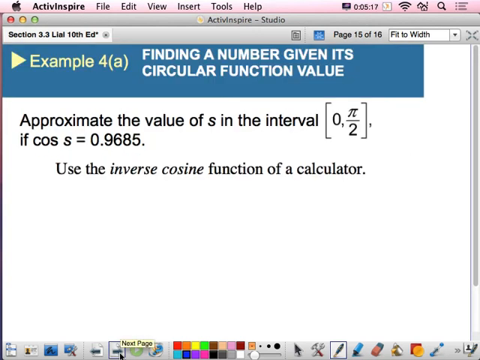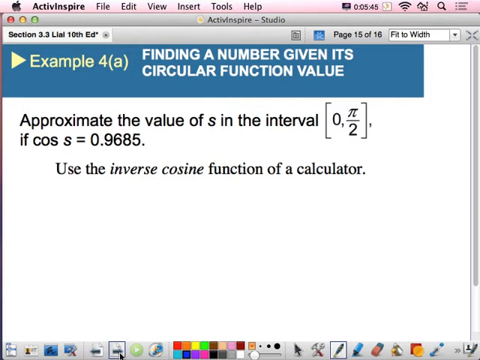Now here's where things go bad in a hurry. If I am missing the angle, if I tell you what sine, cosine, tangent, secant, cosecant, or cotangent are, and I ask you to find the angle to go with it in radians. So let's look. It says, approximate the value of s in the interval from 0 to pi over 2 if cosine of the angle s is 0.9685.